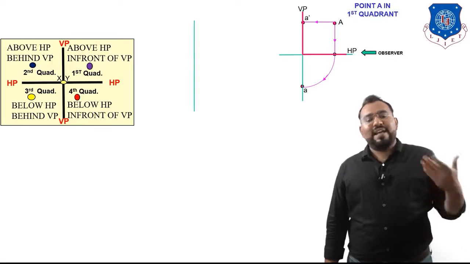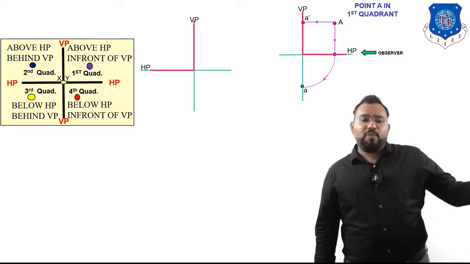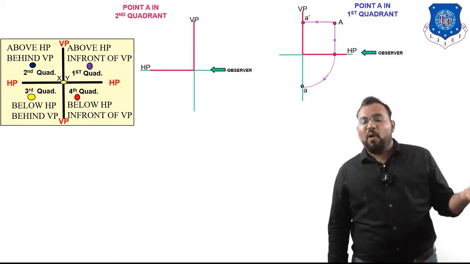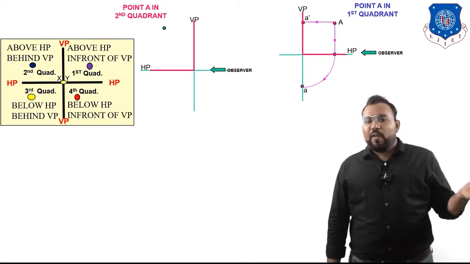Now let us take the same thing in the second quadrant. So let us see the second quadrant. Yes, this is the second quadrant, HP and VP. Now let us imagine a point in the second quadrant. Yes, this is the observer's direction. Observer direction is always fixed for all the quadrants. So this is the point in the second quadrant.